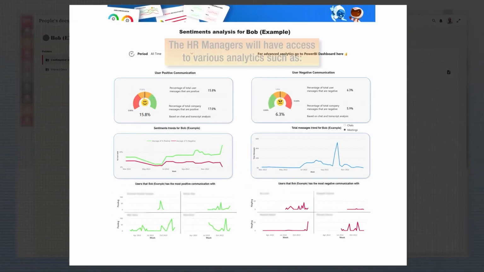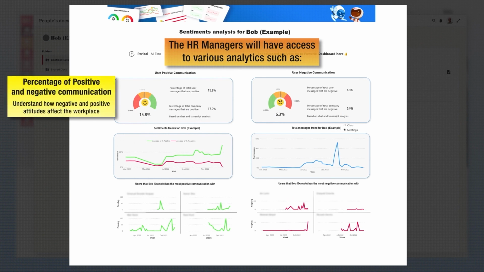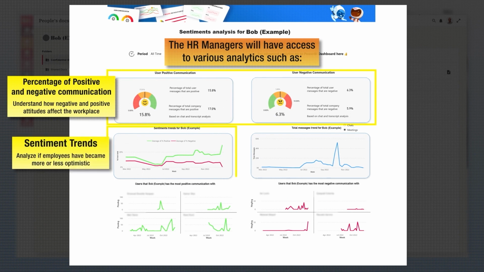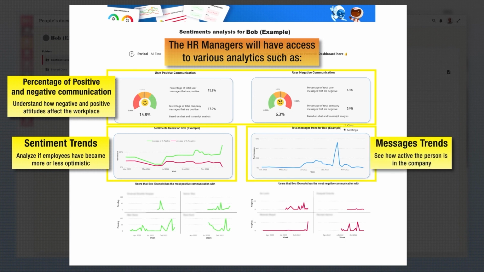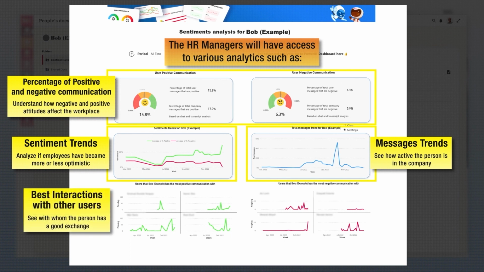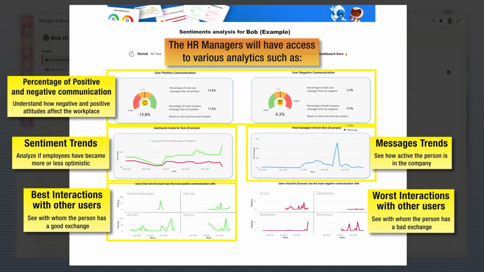The HR managers will have access to various analytics such as percentage of positive and negative communication, to understand how negative and positive attitudes affect the workplace; sentiment trends, to analyze if employees have become more or less optimistic; message trends, to see how active the person is in the company; best interactions with other users, to see with whom the person has a good exchange; worst interactions with users, to see whom the person has a bad exchange.